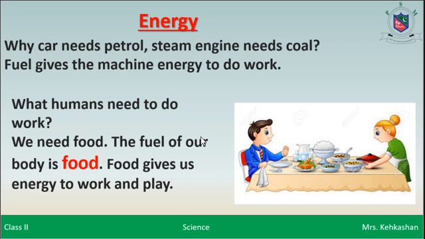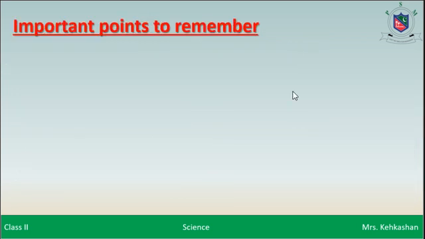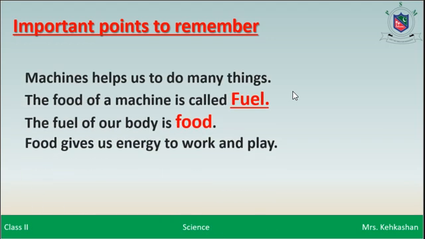Got it? Okay students, till here we finished unit number 7. But before going to the exercise work, let's have a look at the important points to be remembered. What are the important points to remember? Machines help us to do many things. The food of a machine is called fuel. The fuel of our body is food. And food gives us energy to work and play.